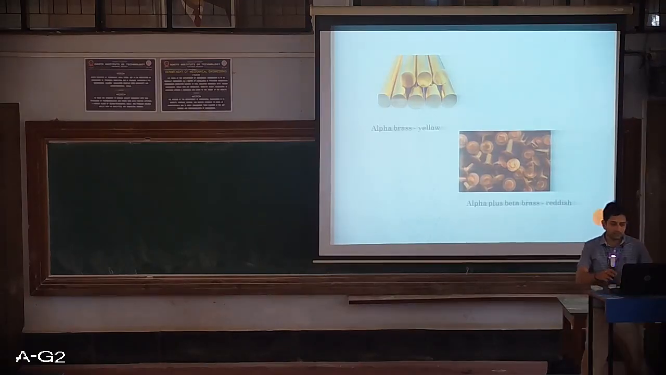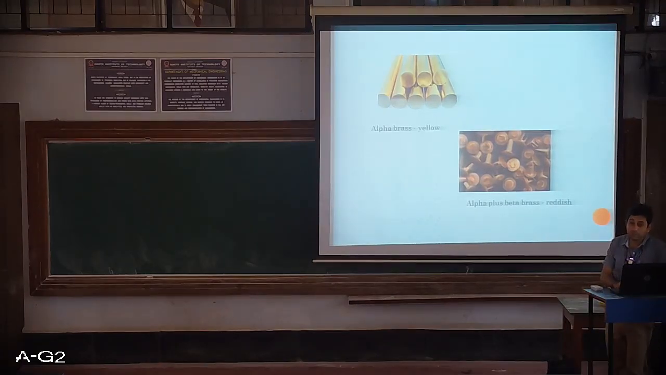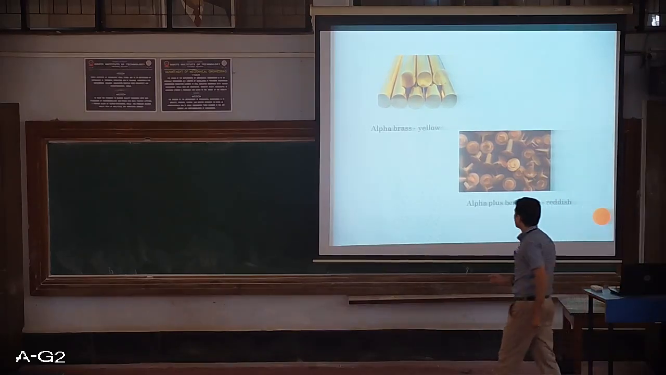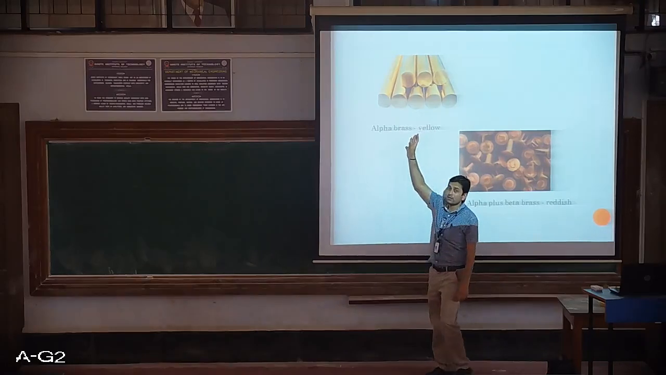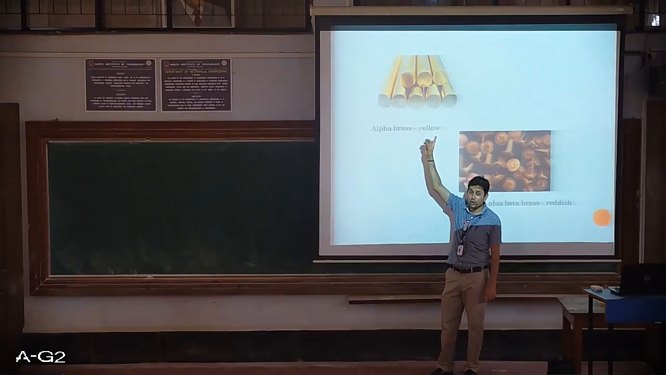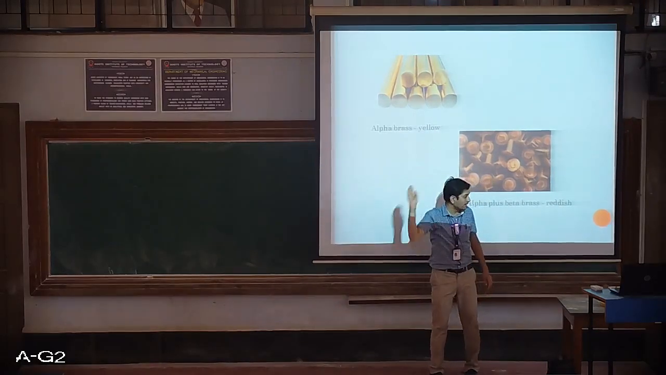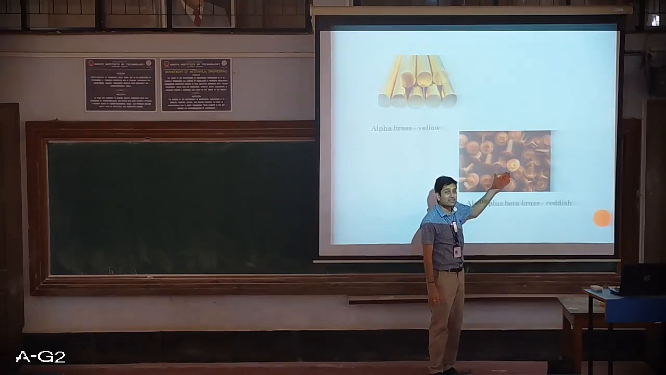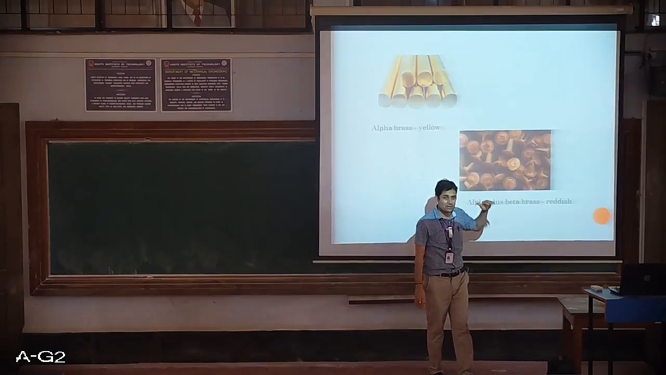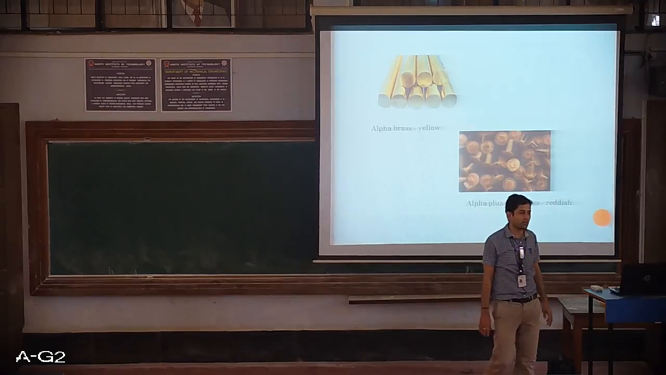So this is a graph or an image which shows the different types of copper and its alloys. You can see this is alpha brass. It is yellowish in color. So this is how it is identified, by yellow color. It is alpha brass, and this one is alpha plus beta brass. It is reddish in color. Both are alloys of copper only.